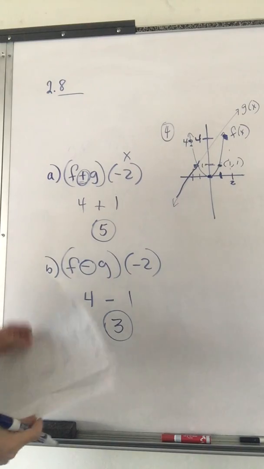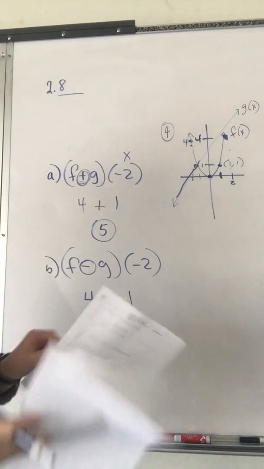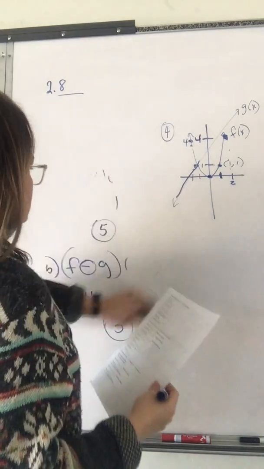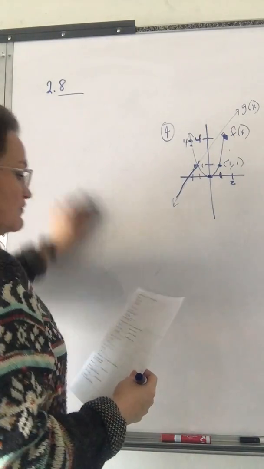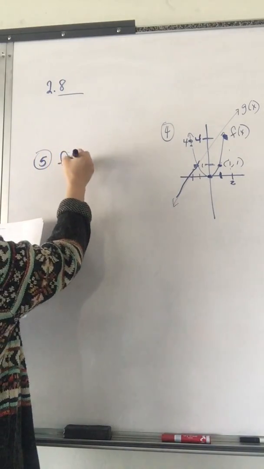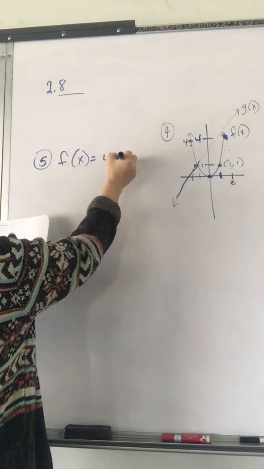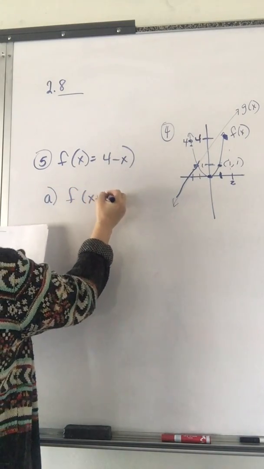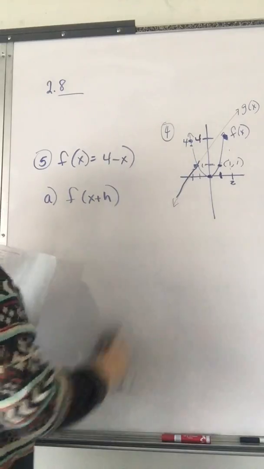Let me move on to another type of problem. So number 5 is using the function formula we've got here. Number 5, it says find f, if f of x is 4 minus x. It's got an ABC part, find f of x plus h, and then we'll go on after that.